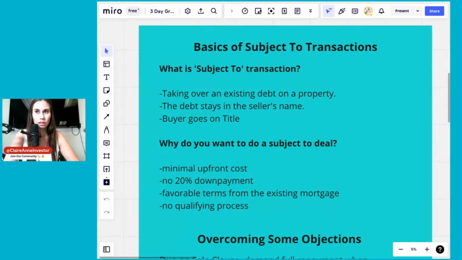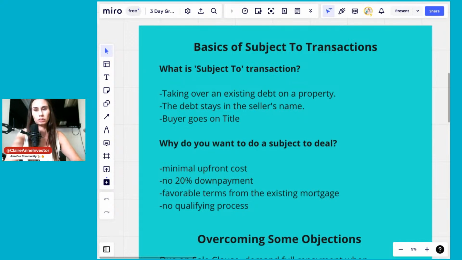Recently I've been seeing a lot of people taking over debts on cars. You can take over a lot of things. You can take over debts on cars, you can take over real estate debt, anything that has a debt on it, you can take over. So that is what subject to is.